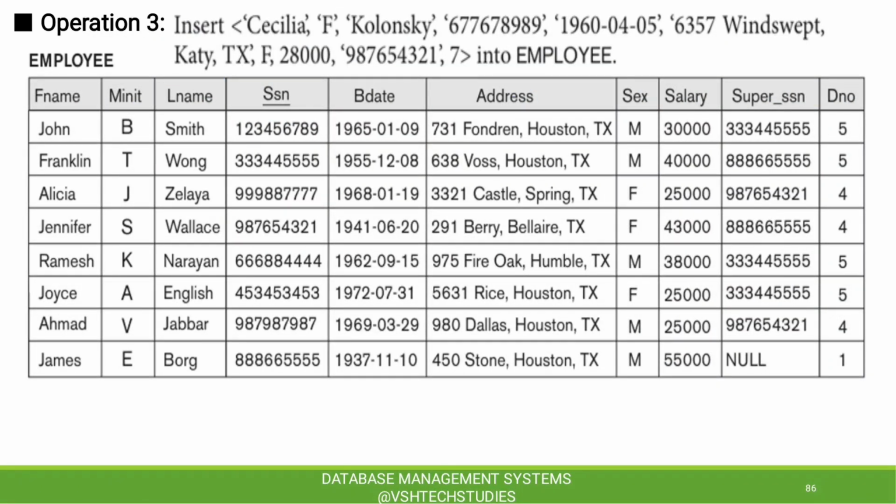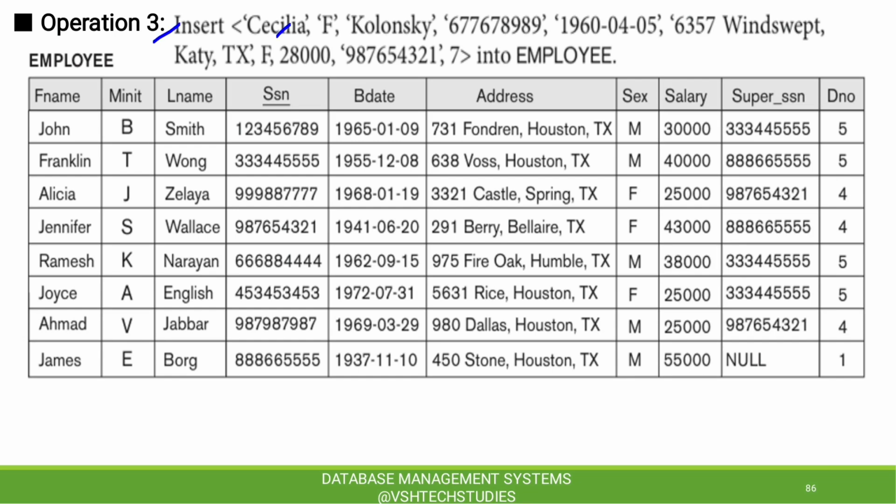So far we saw two insert operations. The first insert operation was rejected because its primary key was specified to be null. In the second one, primary key value was repeated or duplicated. So primary key cannot be null, or primary key value cannot be duplicated. Now we shall see the third insert operation.